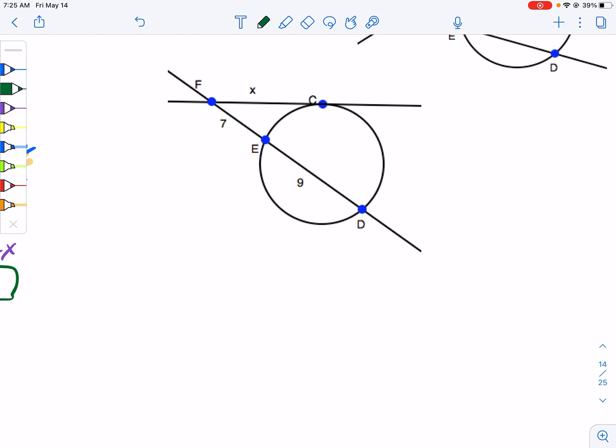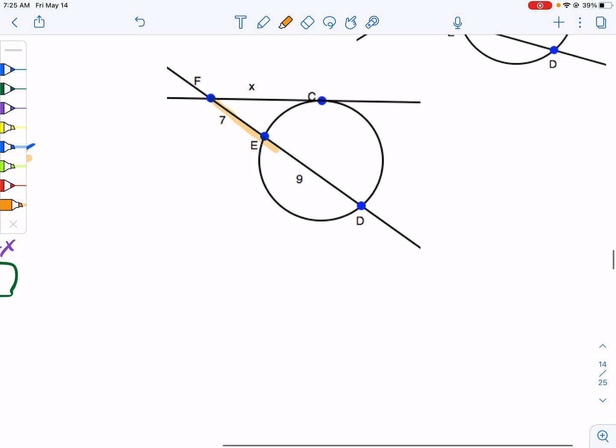So try the setup on this one. Pause the video, see what you can come up with. Okay, so you should have come up with a setup for it. So here you're going to take the segment, so the 7 plus 9, which gives you 16, times the external segment, which is really the 7, equals the external part of the tangent squared.